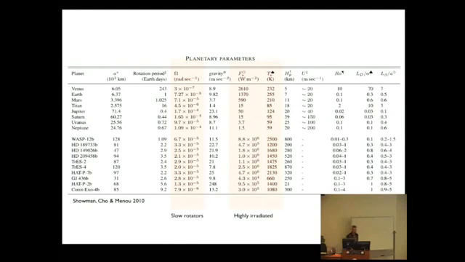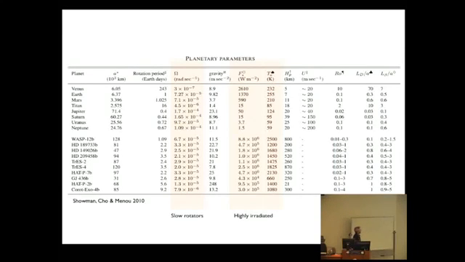So we can look at this in a bit more detail through this table. This is a bit of an old table from half a decade ago now, from a review. It's basically comparing some of these key numbers for solar system planets and a number of extrasolar planets, mostly hot Jupiters. There may be a hot Neptune in there, but they are mostly hot Jupiters.